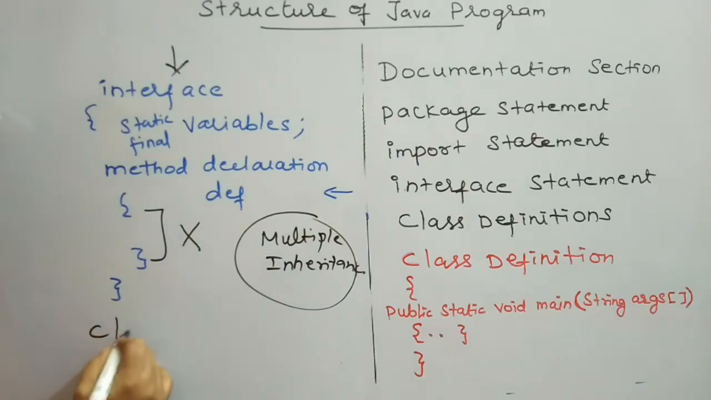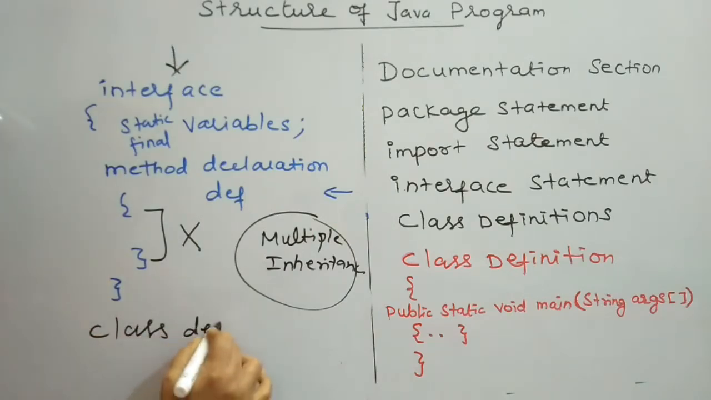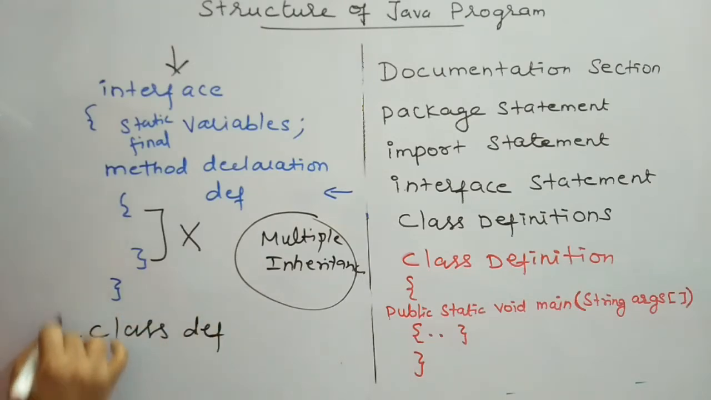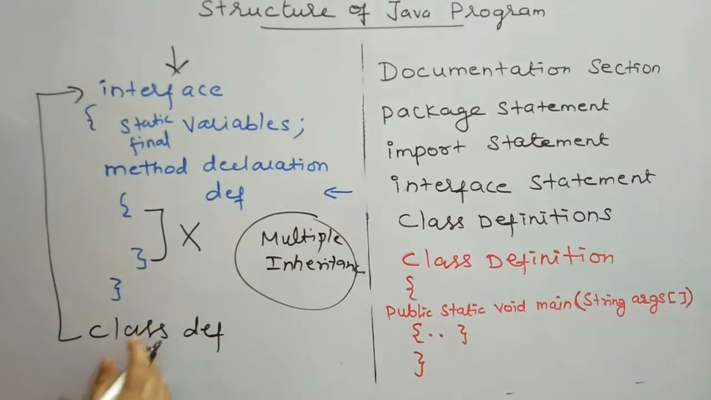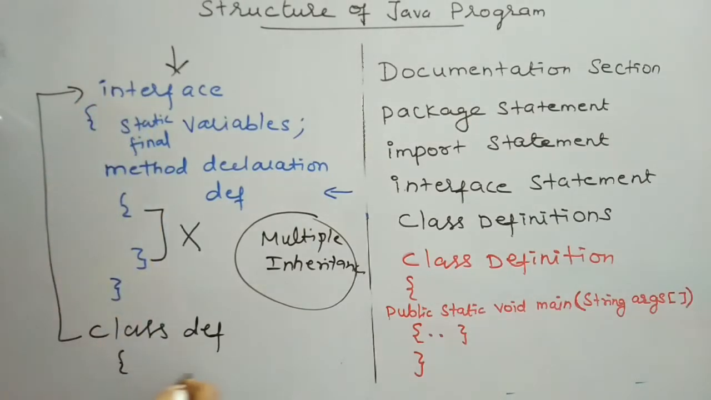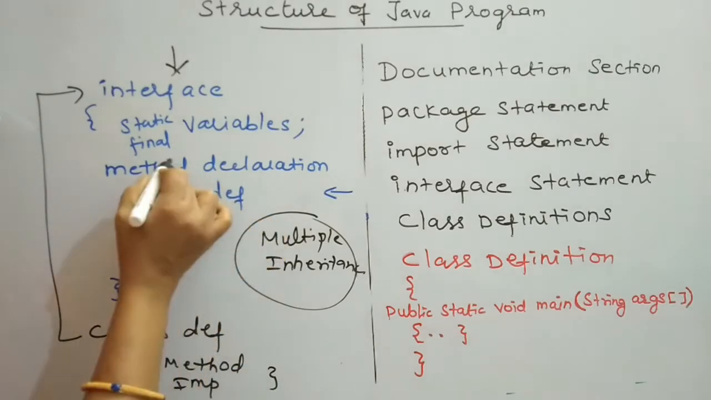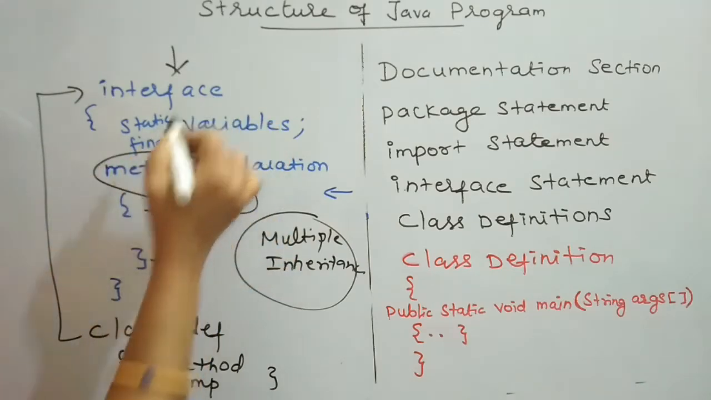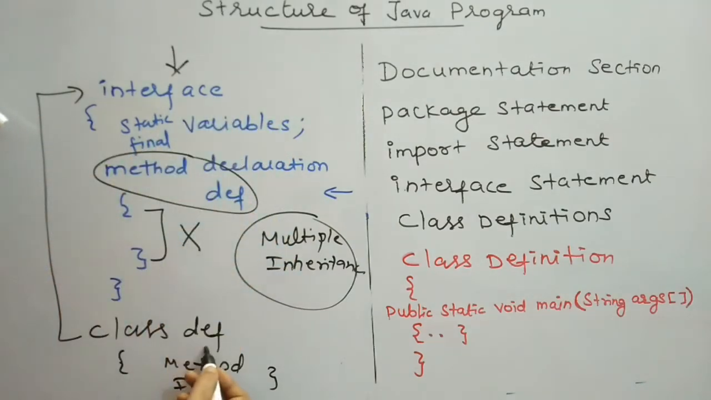So your class definition may implement this interface. The class definition which implements this interface may include your method implementation. Methods are only being defined inside your interface definition. The class definition which is going to implement this interface will include the implementation for the method which is defined inside your interface.